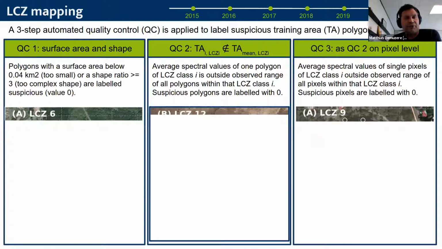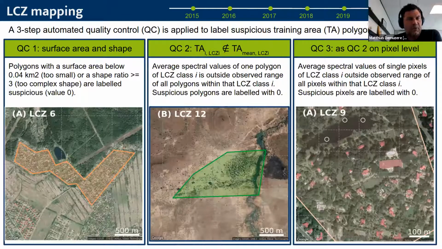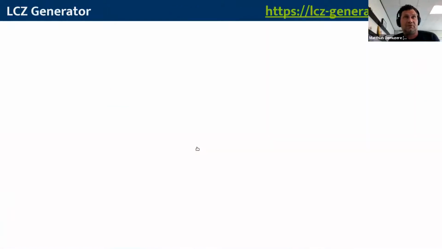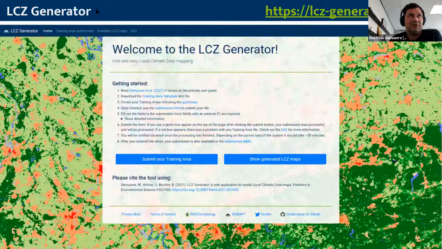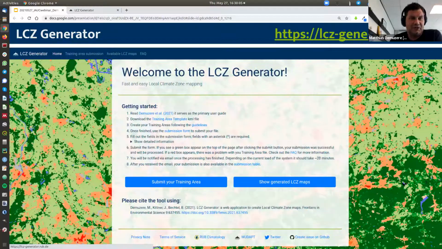The labeling of suspicious training data is added in order to allow users to improve their training dataset and resubmit it to the generator. It's performed in 3 steps, checking the surface area and shape of the polygons and whether or not a polygon's or pixel's spectral signature is within the expected spectral range for that specific LCZ class. So let me try to switch screens and take you directly to the LCZ generator.